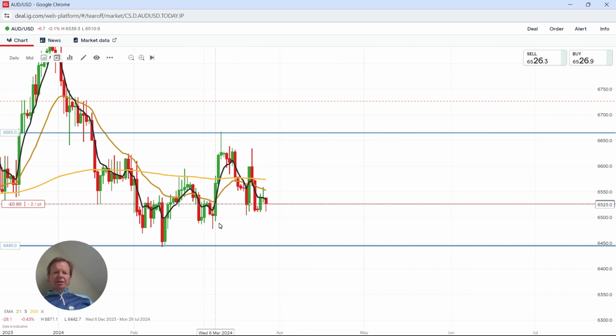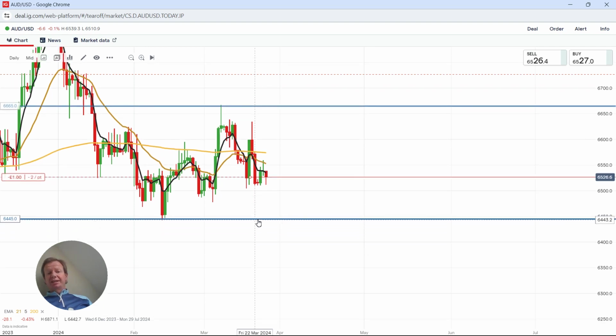So there is some support here. So it might come down as far as here. At the moment we're on 6526, so it could go down to 6443, and it might not even reach that, or it might reach that and it might break that support, because obviously support doesn't stay forever.